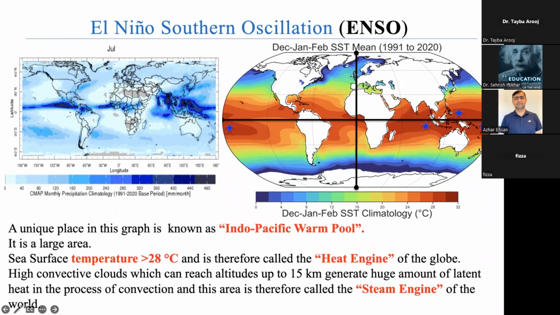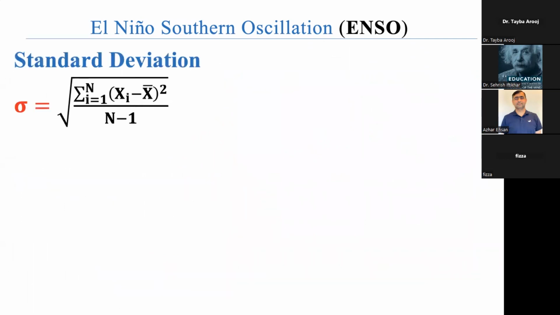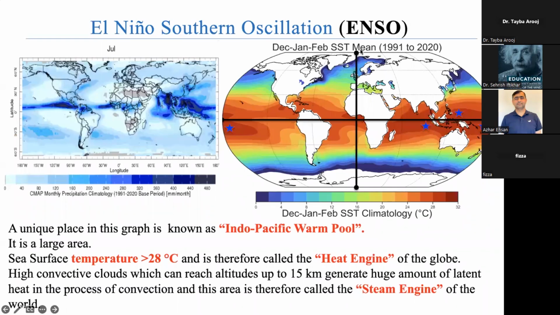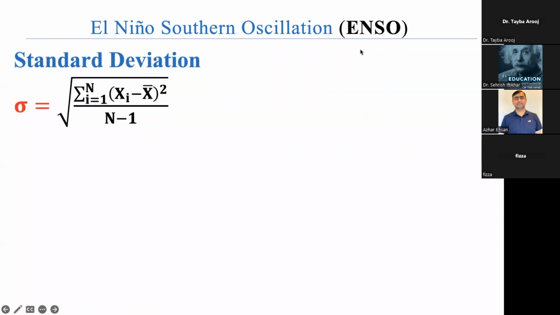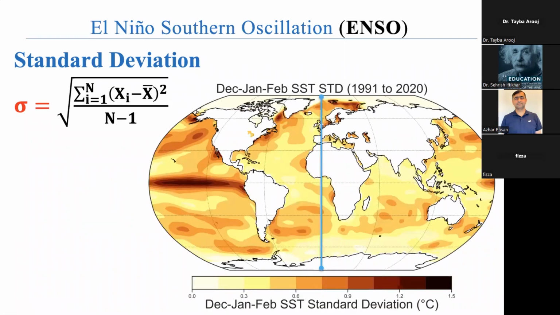So from the mean, we see that there is some pattern here. It's interesting, but not that interesting. Let's go to the next order, second order statistics, standard deviation. So when we do the standard deviation with the same December, January, February SST data set, you know this standard deviation formula, we get this one. So this is standard deviation.